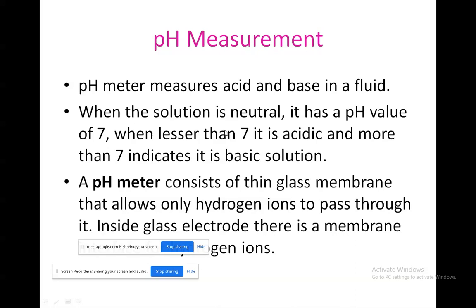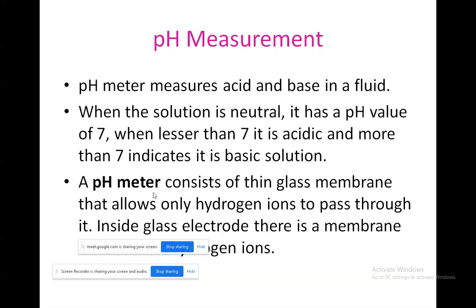When the solution is neutral, its pH value will be 7. When the pH value is less than 7, your solution will be called acidic. If the pH value is more than 7, it indicates that your solution is basic, that is, your solution has base. So the pH meter helps to find out whether the solution is base, acidic or neutral.